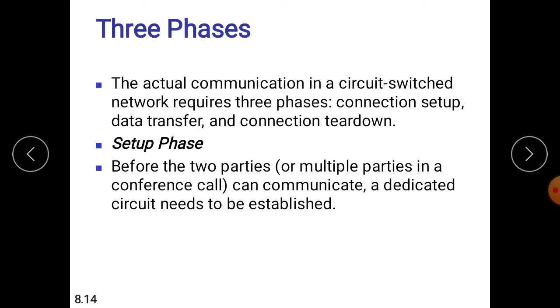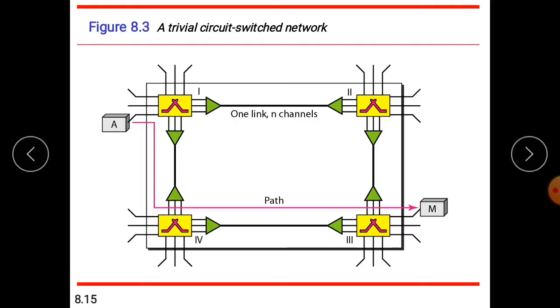The actual communication in a circuit switched network requires three phases. The first phase is called the connection setup phase, then the data transfer phase, and the connection tear down phase. First, the connection setup phase. Before the two parties can communicate, a dedicated circuit needs to be established. The end systems are normally connected through dedicated lines to the switch. Connection setup means creating a dedicated channel between the switches.